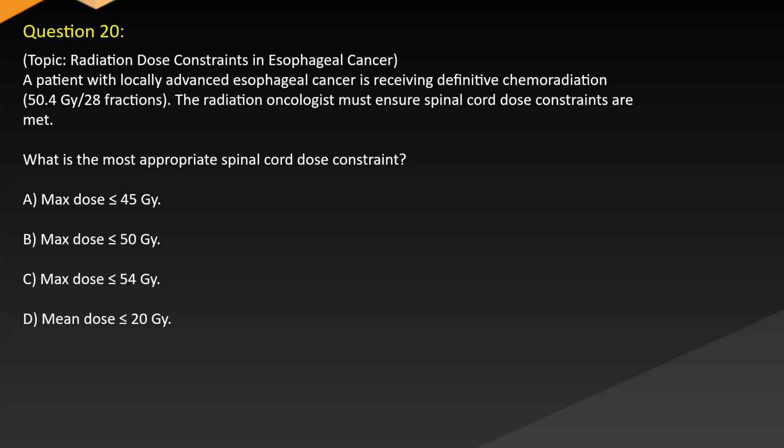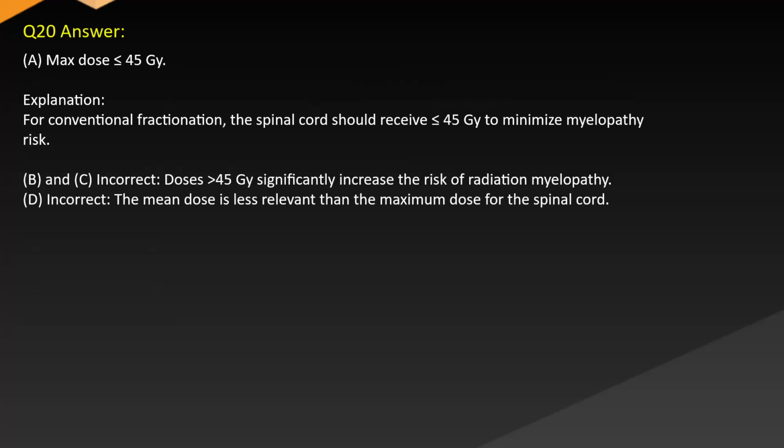A. Dmax equals 45 Gy. B. Dmax equals 50 Gy. C. Dmax equals 54 Gy. D. Dmean equals 20 Gy. Answer: A. Dmax equals 45 Gy.